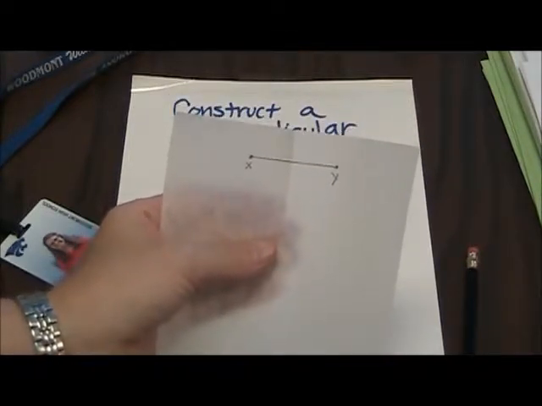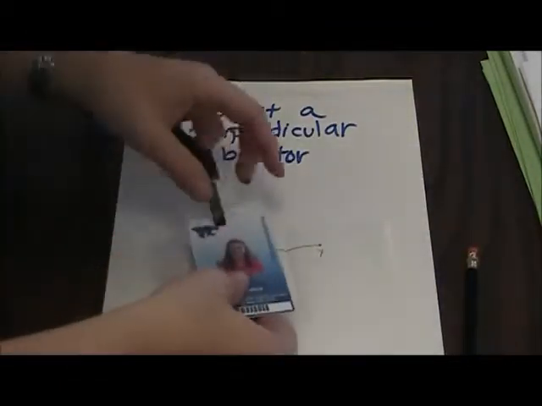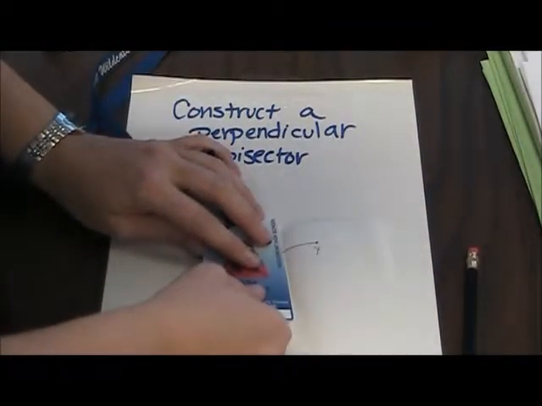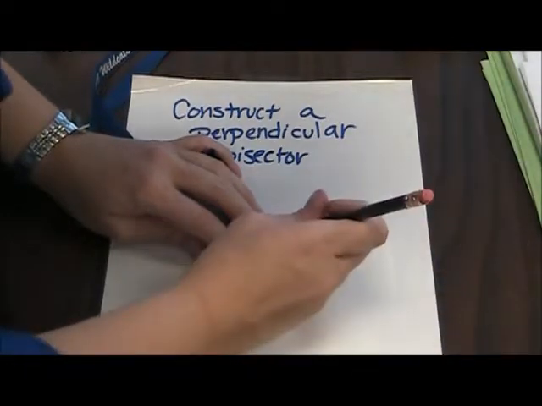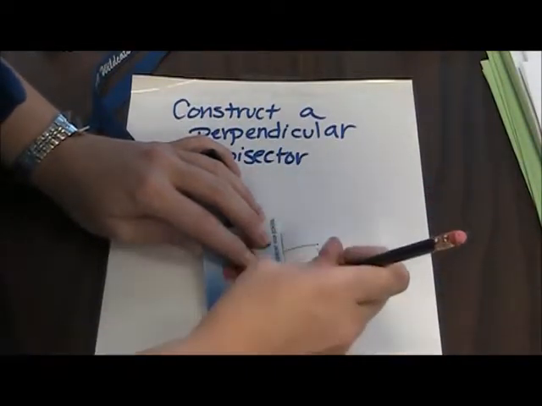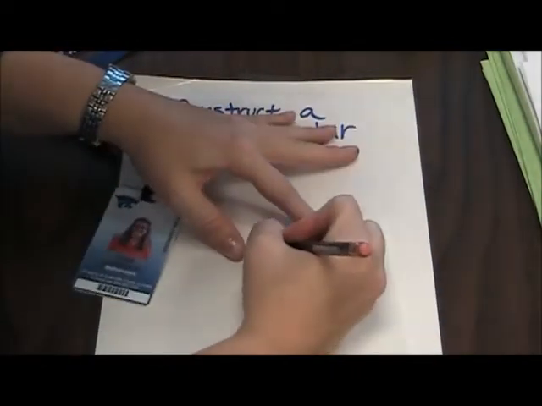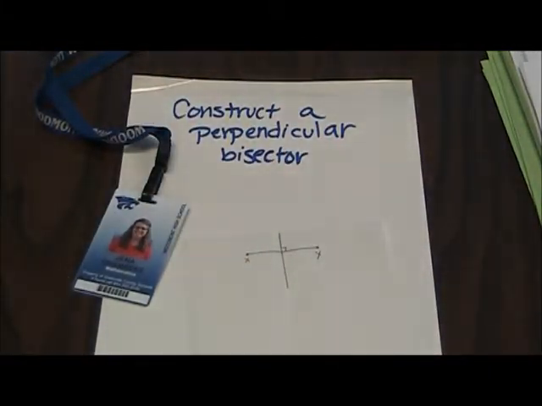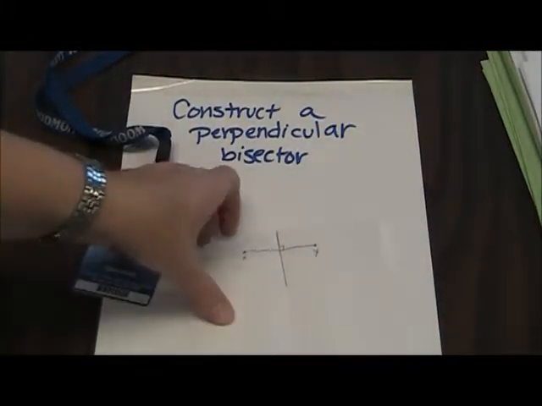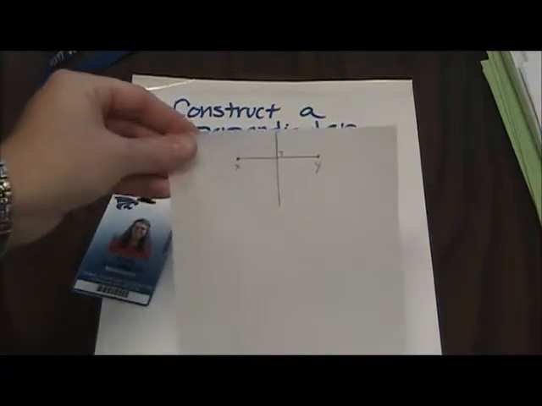All I have to do is draw a line there. And I'm going to use my straight edge again because I want it to be neat. And that would be the perpendicular bisector using paper folding with patty paper.